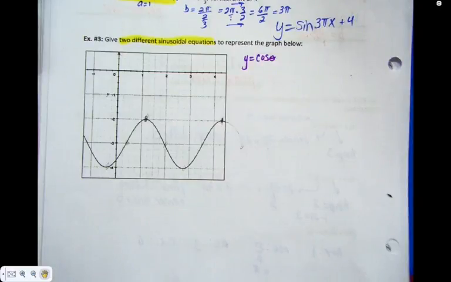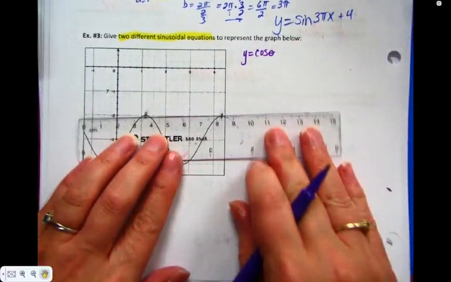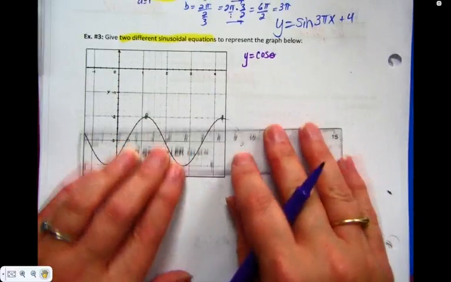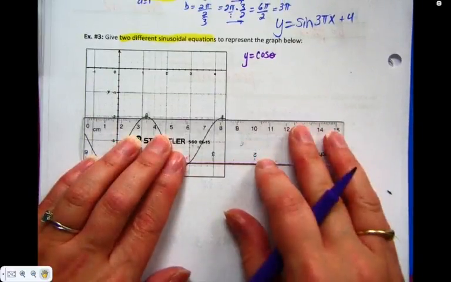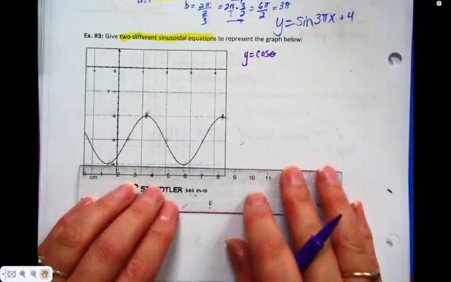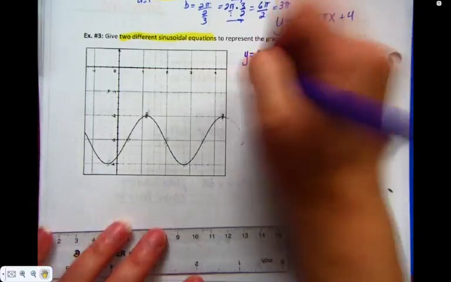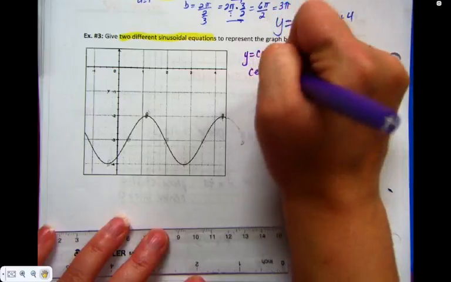Now I need to do the center line. The center line is the average of the max and the min. So I'm going to look at here. What's my max value? We're looking at the y-axis. Where does the max value start? -2. And if I look down here at the min, where is my min value? So the center line just comes from averaging those two.